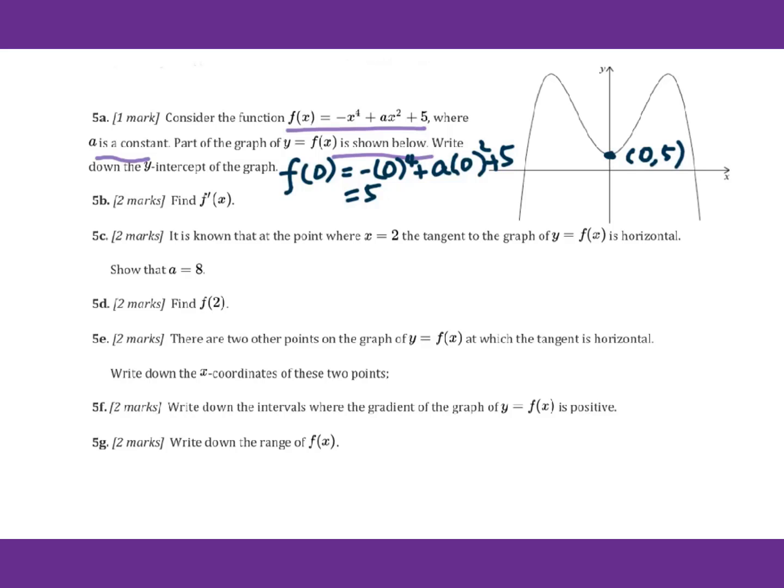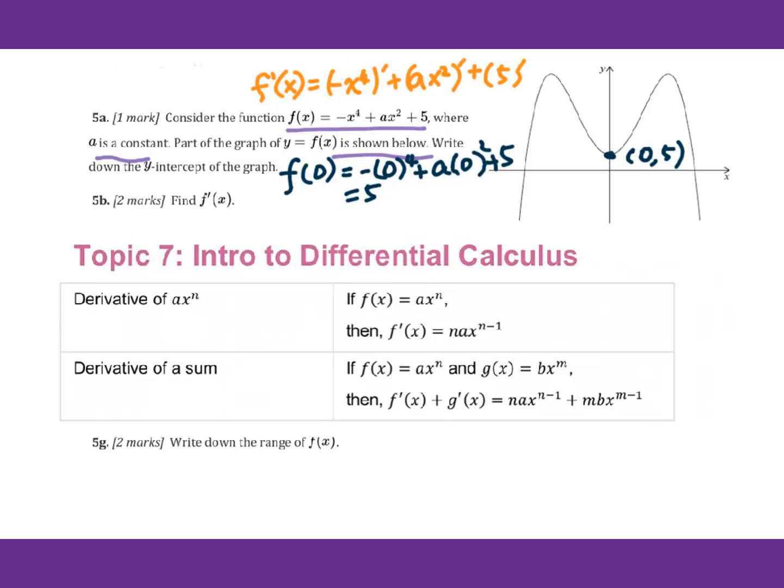5b, find f prime of x, which means a derivative. So for this, f prime of x equals negative x to the fourth, we do derivative, plus ax squared, we do derivative, plus 5, we do derivative. We use this formula. You will get negative 4x to the third power plus 2ax. Constant number will be 0.